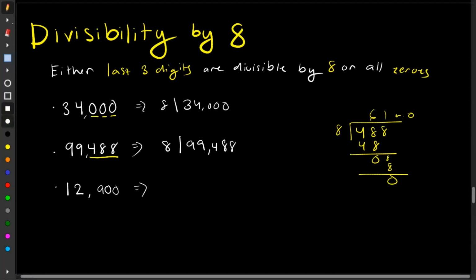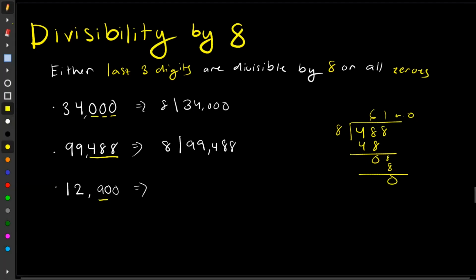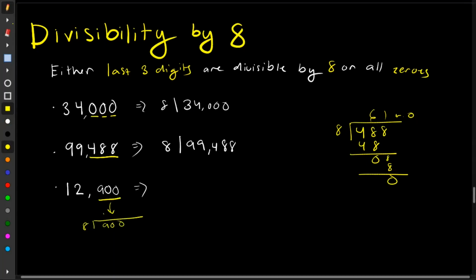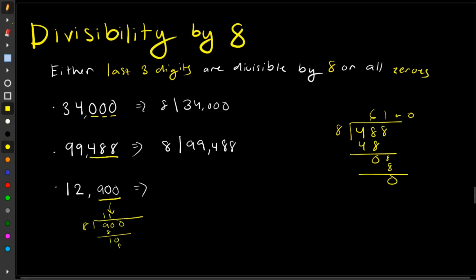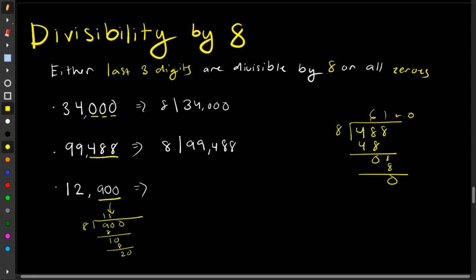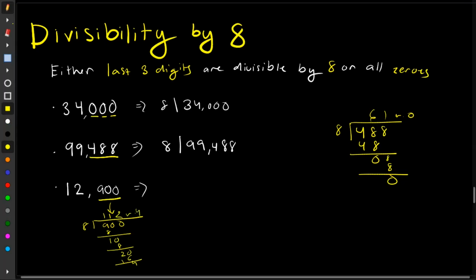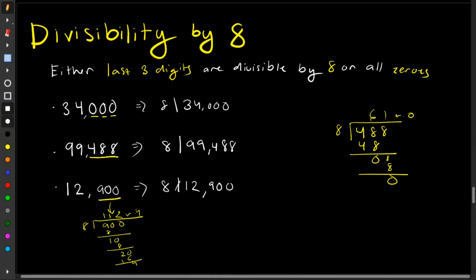For the last one, we check these last 3 digits. So we have this one. This would give us 1, bring down the 0, this 1, bring down the 2, and this would give us 2. So clearly the last 3 digits aren't divisible by 8, since there is a remainder of 4. So we say that 8 does not divide 12,900. So we check the last 3 digits for this divisibility.